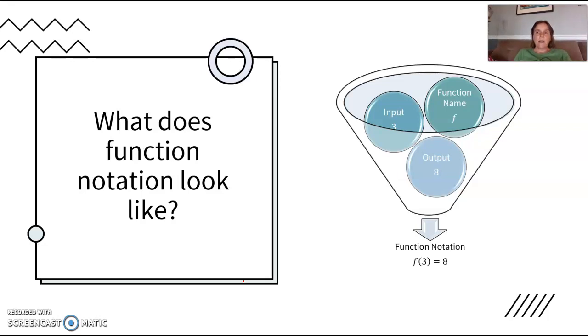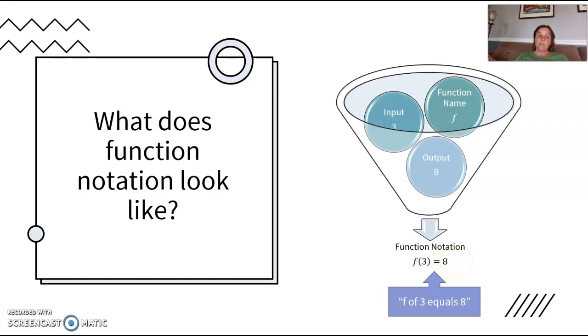It has parentheses in it, and the parentheses don't mean multiply, and the parentheses don't mean order of operations. The parentheses are part of the function notation. The way we would read this function notation is f of 3 equals 8. What it means is we are putting this 3 into our function as an input, and we're getting an 8 to come out of it. So that's what the function notation is. It's just a way of writing in a very specific math way that I have this relationship between 3 and 8.